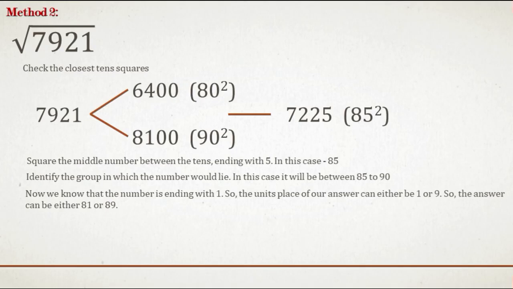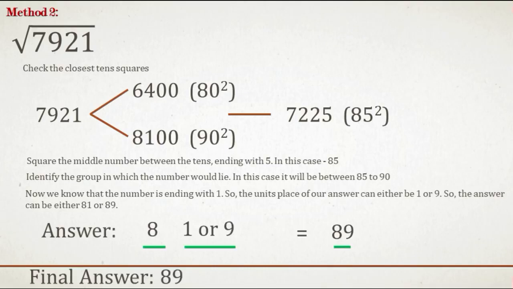Now we also know that since this number is ending with 1, the second digit of the square root will either be 1 or 9. Right? So in this case, it cannot be 81 because it is coming between 85 and 90. So it will be 89. Correct? So the final answer is 89. So you can use any of these methods to find the square root of a number.